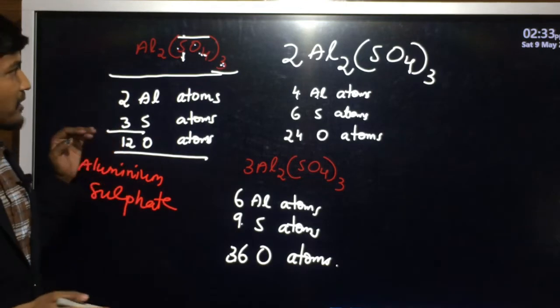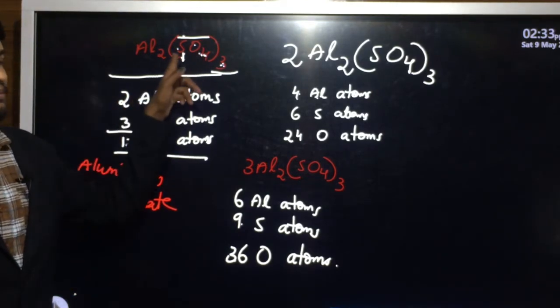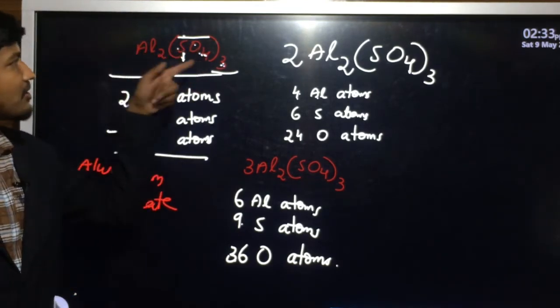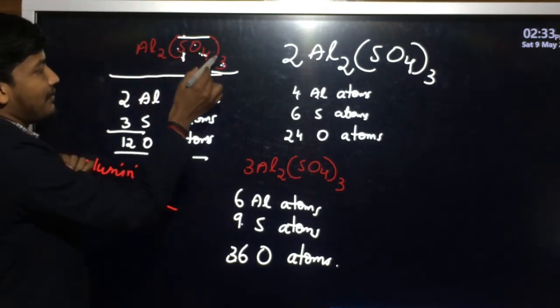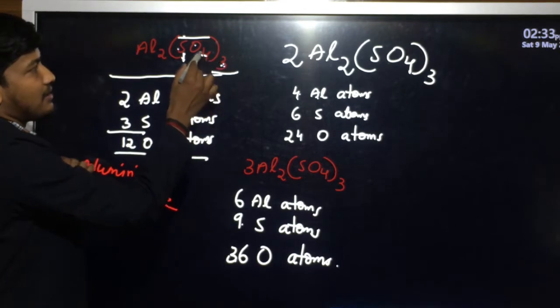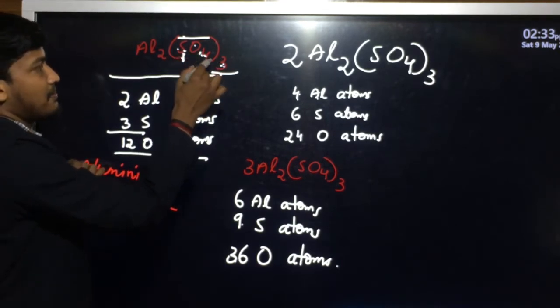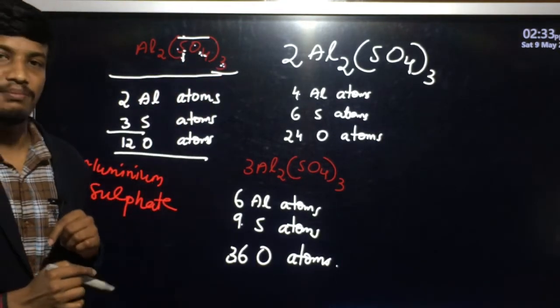The important point we have to remember is that if there are polyatomic ions in a compound, they will come in brackets. In that case we have to multiply the number of each atom by the outside number.